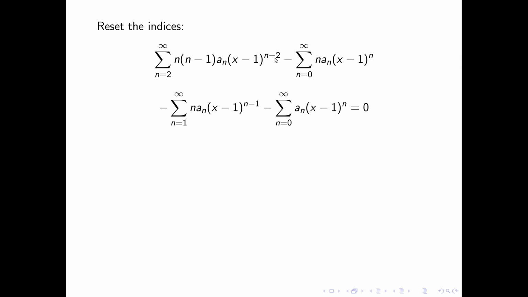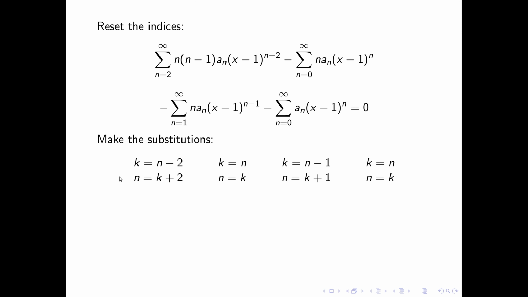I'm going to say that k is equal to this power here, n minus 2. Here k will be equal to n. Here k will be n minus 1, and here k will be n. Good. So summarizing that, k equals n minus 2, k equals n minus 1, k equals n. Sometimes it's nice to, right underneath that, write down what your n is going to be, because that's really what you're going to be substituting into your expressions. So wherever I see an n in this first sum, I'm going to substitute k plus 2 in.